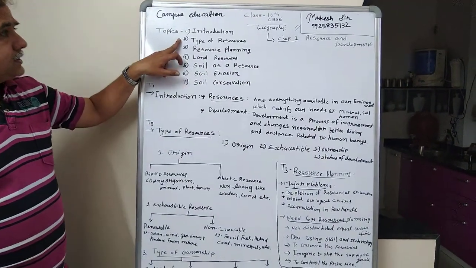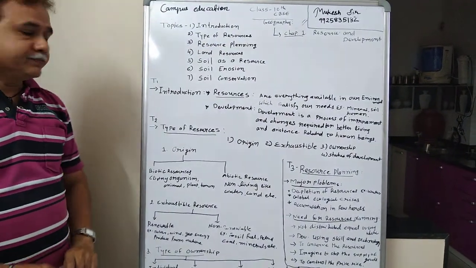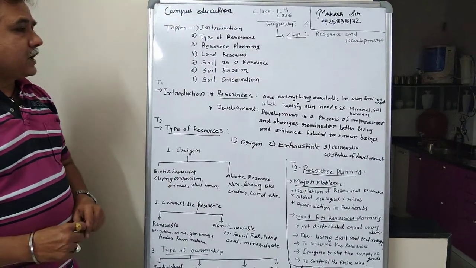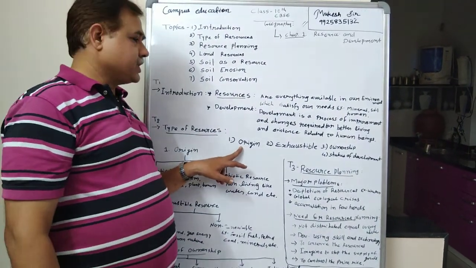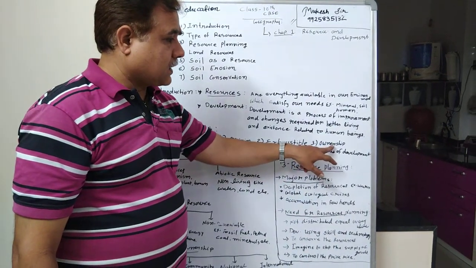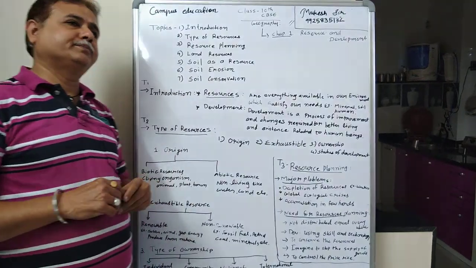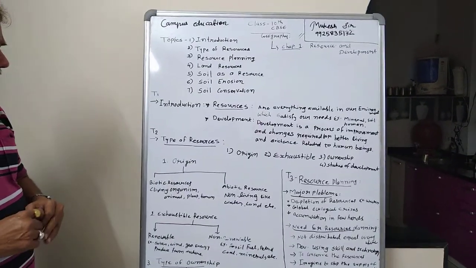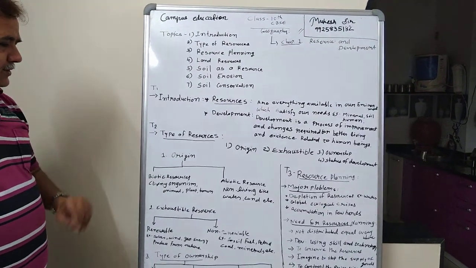Now we learn topic 2, type of resources. Here are the 4 types of resources. First, origin. Second, exhaustible resources. Third, ownership. Fourth is the status of development. Let's see. First is its classification. First, origin.